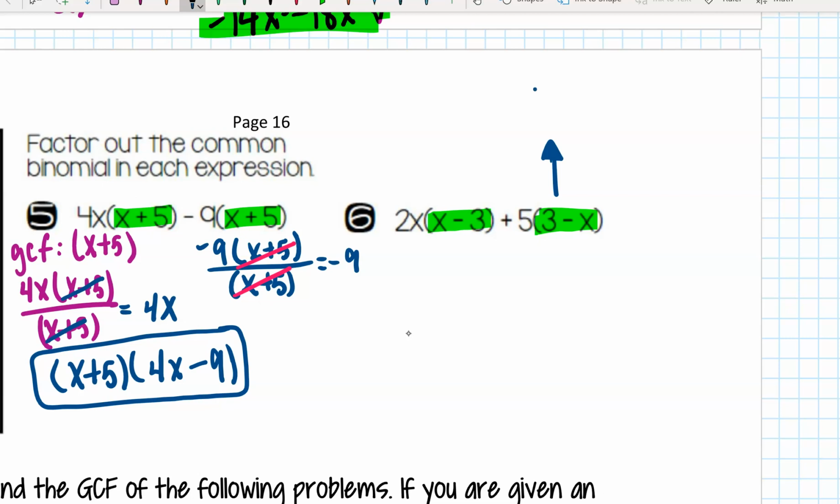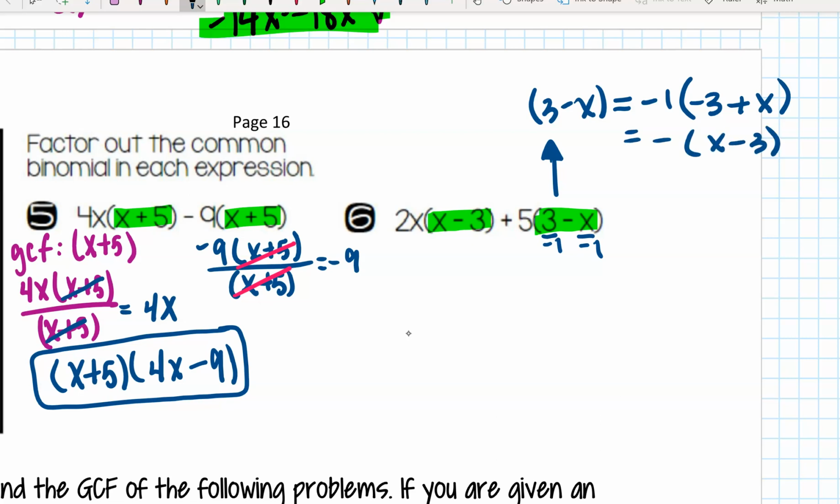So a good little trick for this is if I need both of these to be x minus 3 or 3 minus x, whatever I choose, I can take out a -1. So if I took 3 and divided it by -1, I now get a -3. If I take negative x and divide by -1, I now get a positive x, which now leaves me with negative parentheses x minus 3. And if I wanted to check to make sure my work was correct, if I distributed the negative back in, I have negative x plus 3, which is the same as 3 minus x, which is what I started with. So I know I did that right.